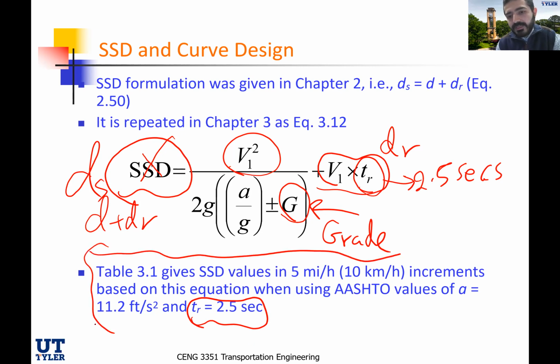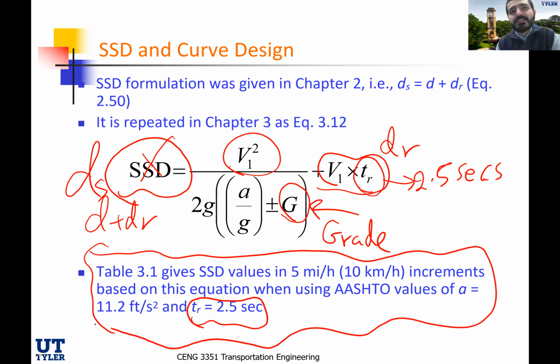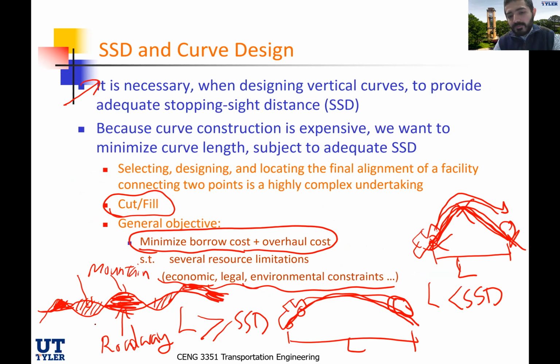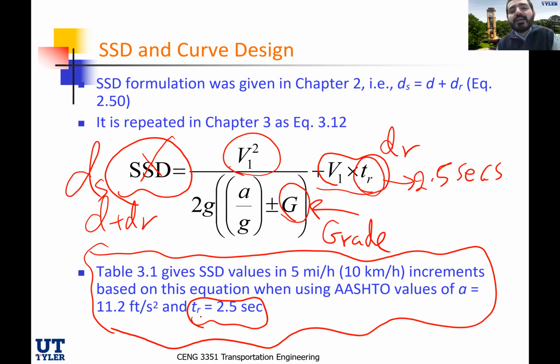So really, what AASHTO did, instead of us, as again, if you are a geometric designer and you're doing this on a daily basis, and you're always checking the length of your curve versus the sight distance to come up with this desired case that the length of your vertical curve is more or equal than the SSD, you don't want to go every day and calculate the sight distance. So what AASHTO did, which I'm going to show you in a second, Table 3.1 gives you now the sight distance values in 5 miles per hour increments, based on the equation that's used by AASHTO right here.